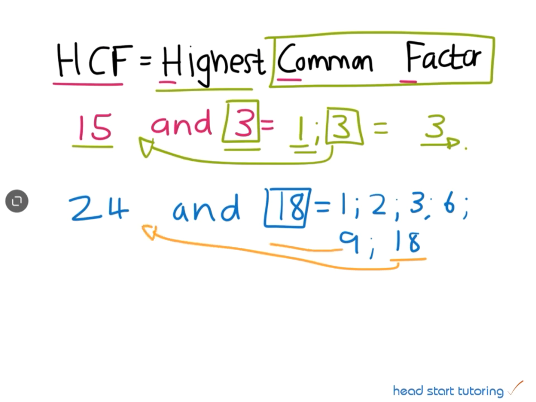No, it isn't. Then our next highest factor, 9. Is 9 a factor of 24? No, it isn't, so we can cross those out. Then we look at 6. Is 6 a factor of 24? Yes, it is. So 6 would be the highest common factor between 24 and 18.